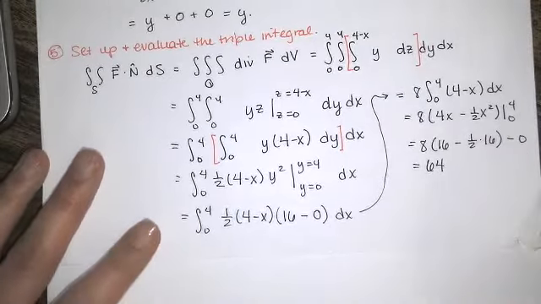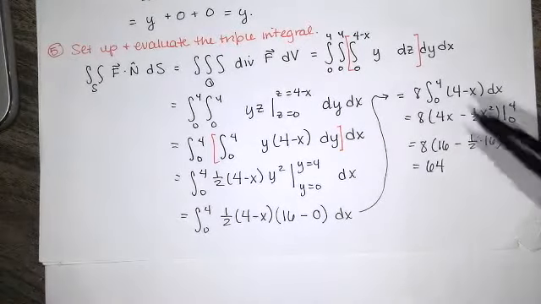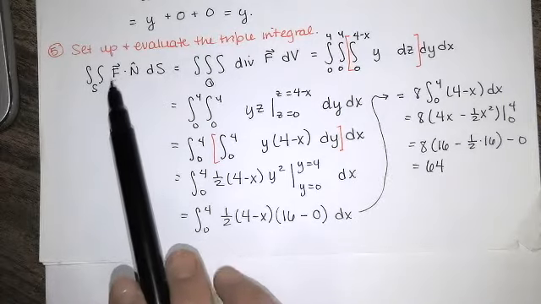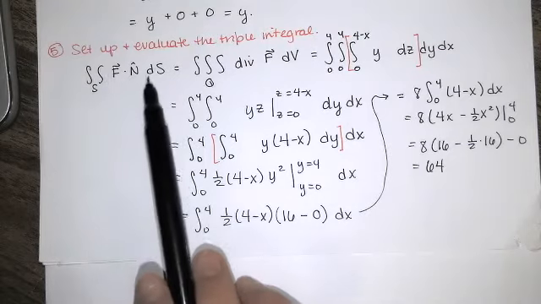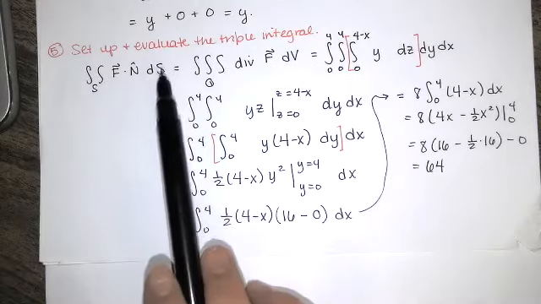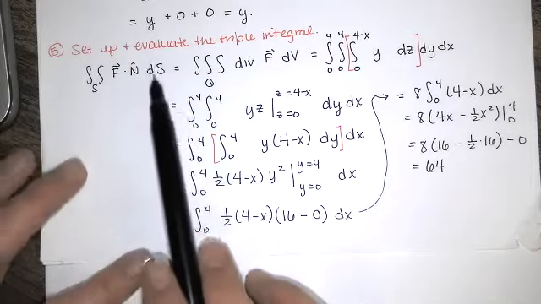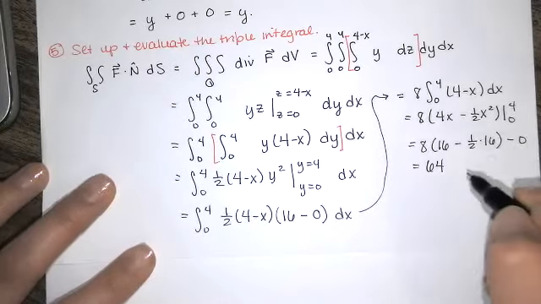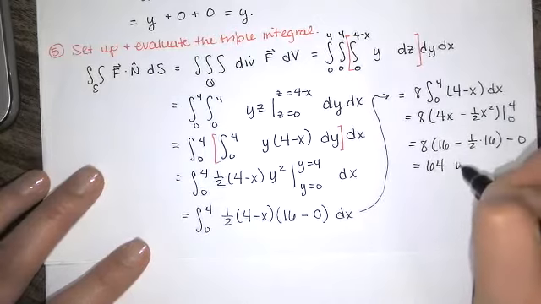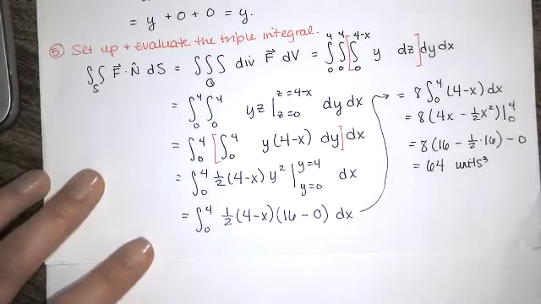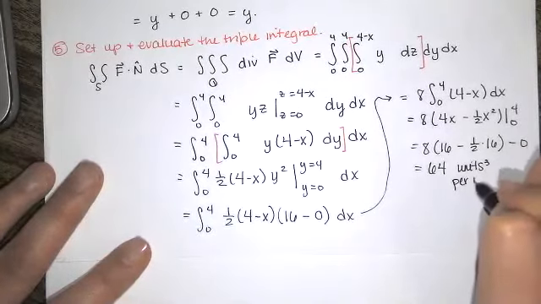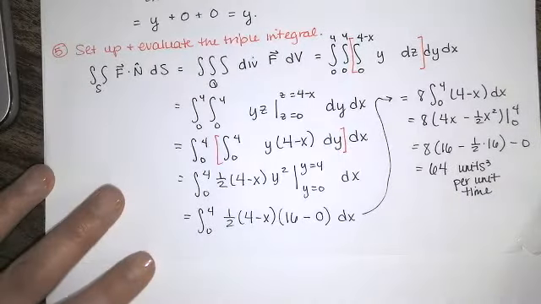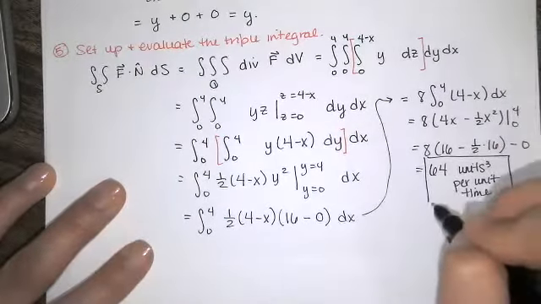Say 64 what? Well, it depends on the units of F and dS, but if F was in meters per second, so this is velocity of some fluid, and if S is measured in square meters, because this is surface area, we'd have meters cubed per second. So this is 64 cubic units of volume per unit time. And I'm not really sure what our dimensions are. But if F represents the velocity of some fluid, that is the flux.